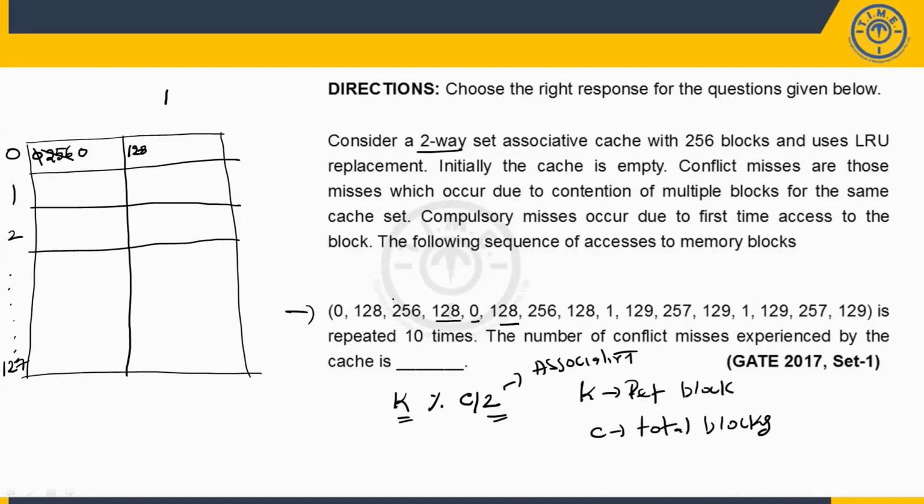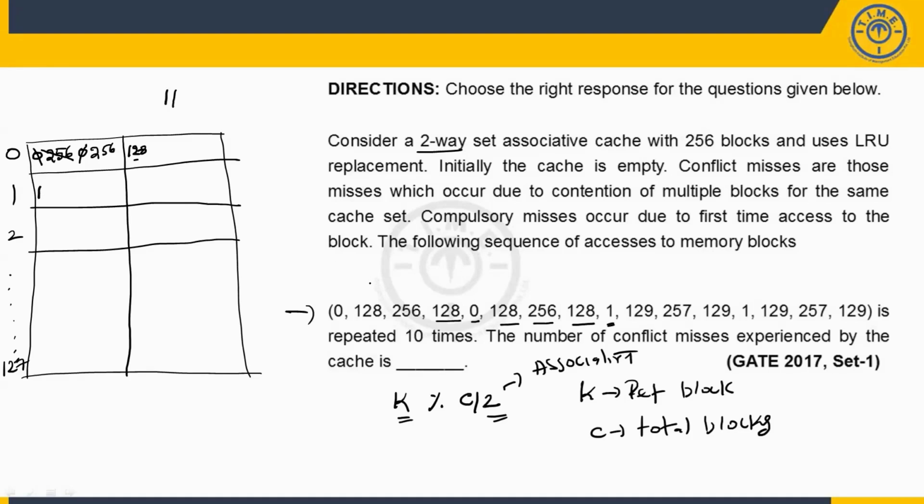Next thing is 128. 128 is a hit, and then followed by 256. 256 again is going to throw one more conflict miss. So 0 will be replaced by 256. The next thing is 128. Yes, 128 also is a hit. Okay, and followed by 1. 1 is being mapped to the first index, the first set.